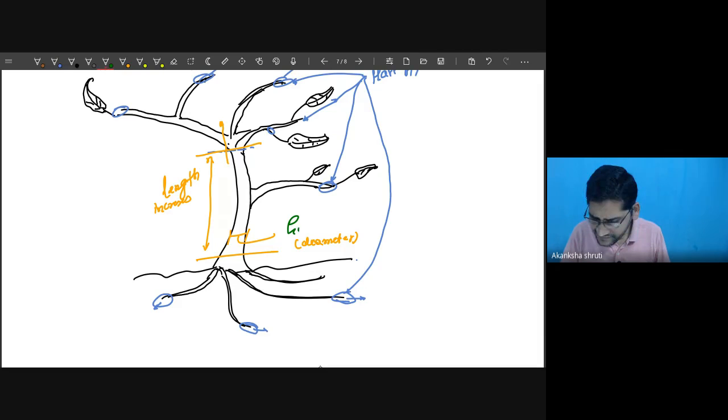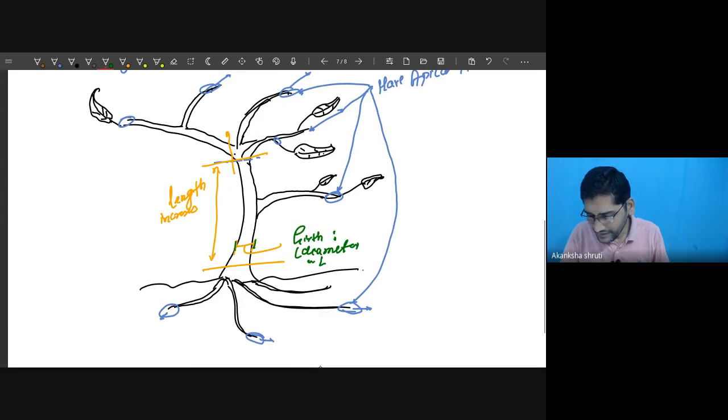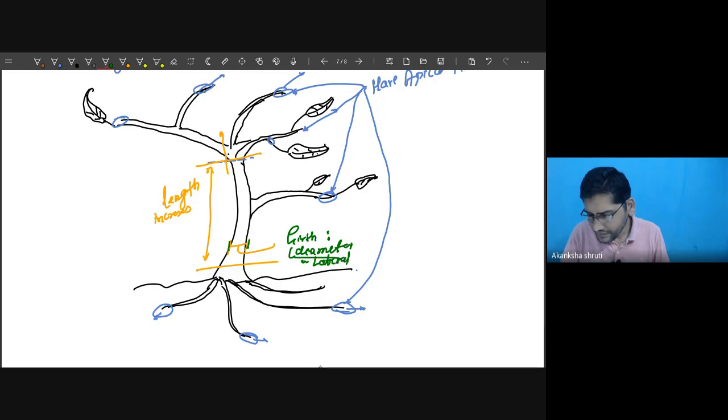For girth or diameter, there is another kind of tissue called lateral. So this diameter is also called lateral. So this is our diameter or lateral, because we have learned in mathematics that lateral surface area means sidewise. Okay, students? So this is lateral.